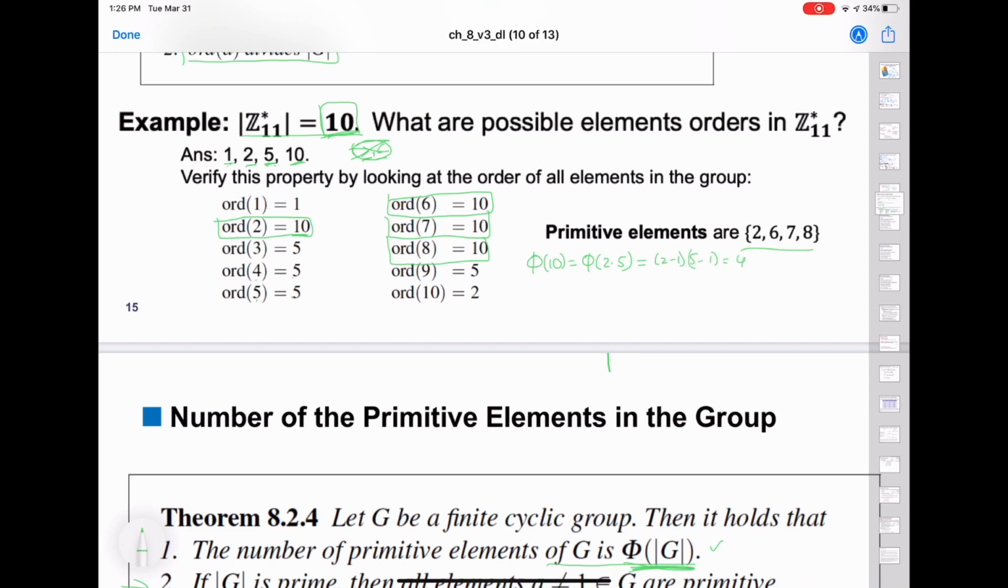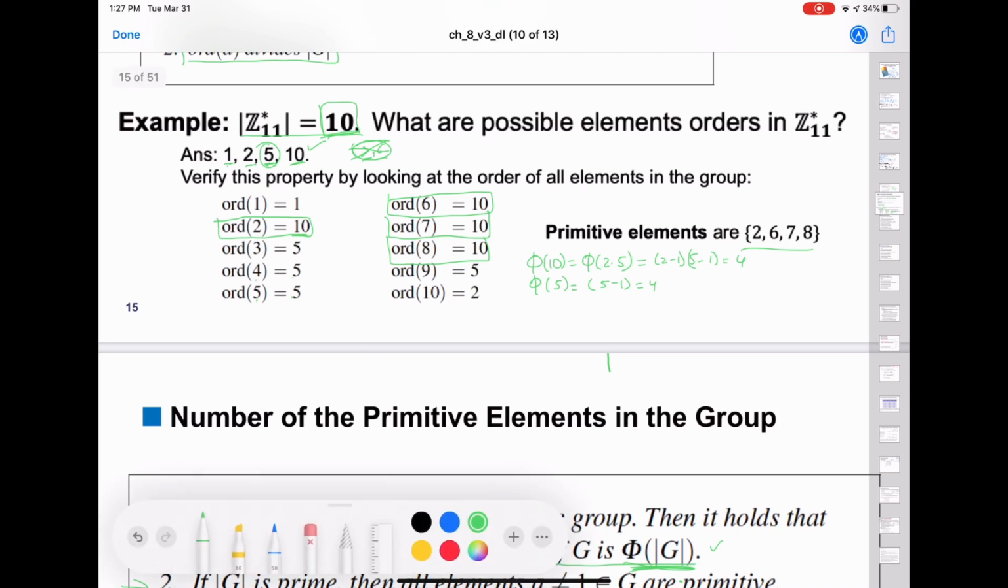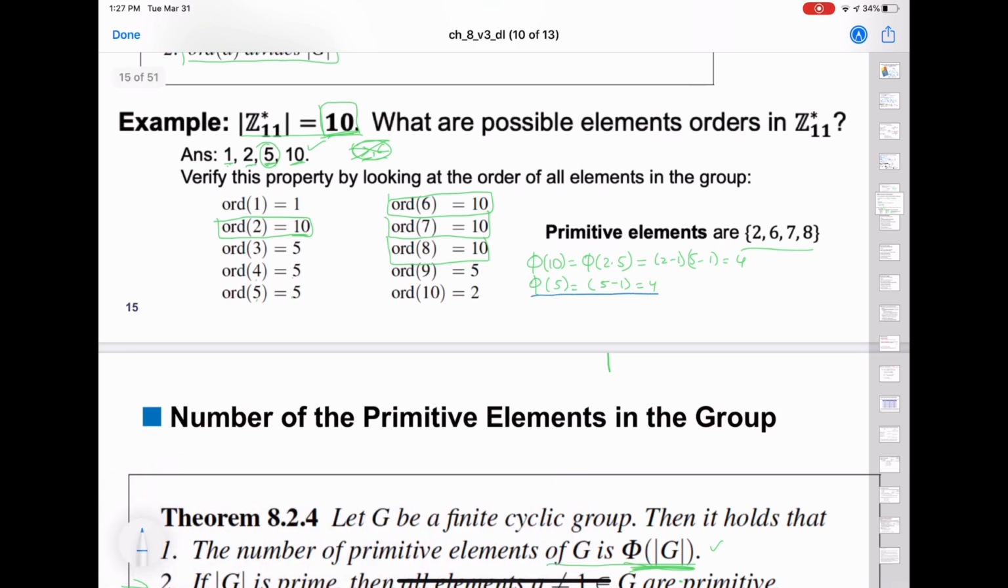Now, how many elements with order 10 we did. Let's do order 5. You can do it quickly. Phi of 5 is going to be 5 minus 1, which equals 4. You have exactly 4 elements with order 5. Yes, you have 1, 2, 3, 4 of them.